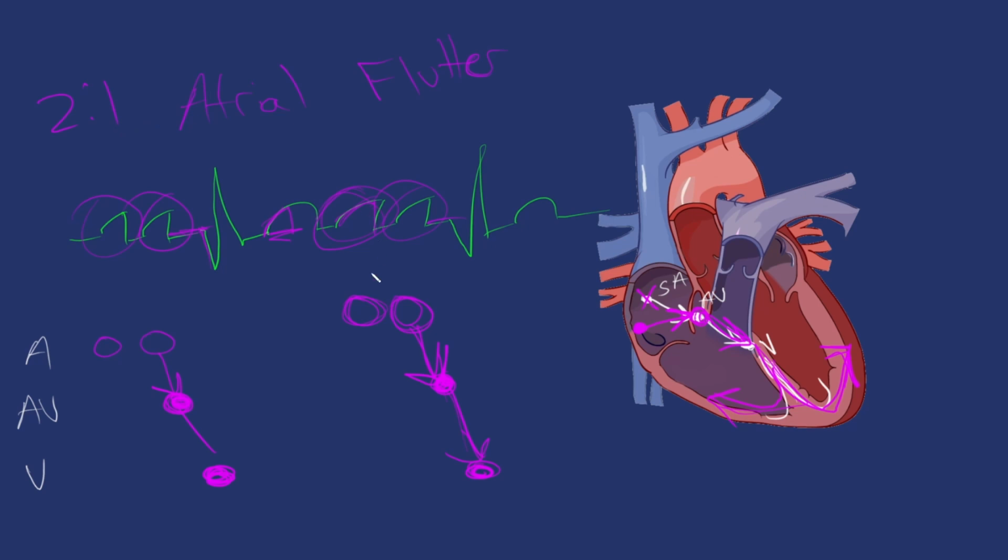So since this is a 2 to 1, if we were to say this is the ventricles going off at 100 beats per minute, 200 times per minute, this spot here is sending a signal that way. And eventually it depolarizes the AV node enough that after it's hung on to that signal, it sends it down to the ventricles, and the ventricles contract.